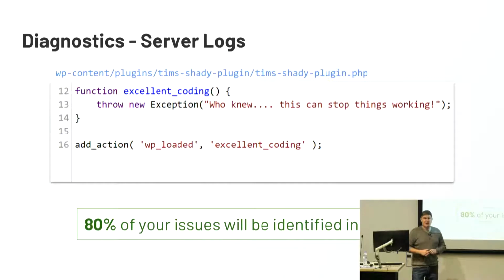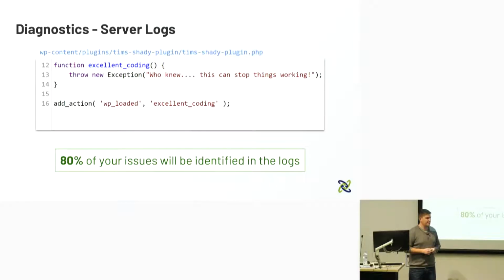So we find about 80% of all issues are identified just by looking at the logs. You may not be able to solve them instantly, they may be more convoluted than that longer term, but looking at the log files and seeing when those errors occur and what the error is, this is normally where 80% of that is identified.